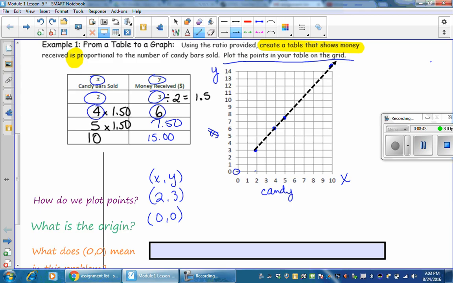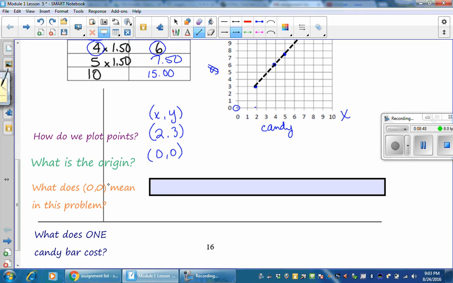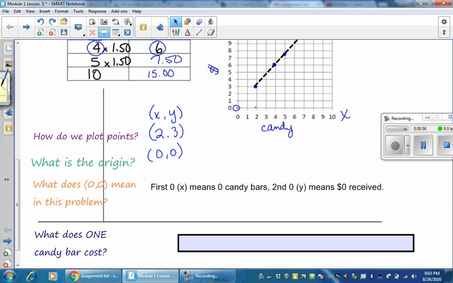The next question, what does 0, 0 mean in this problem? Well, 0, 0 being the origin, the first 0 right here, that's the x value, and that means 0 candy bars. And then the second 0, which is right here, that is the y value, and that means $0 received. So again, the first one means 0 candy, and the second 0 means no money collected.